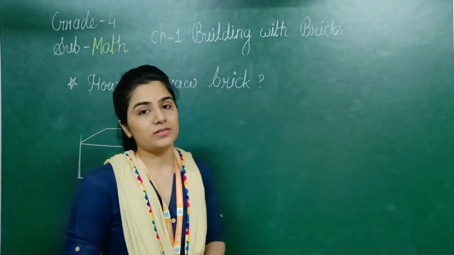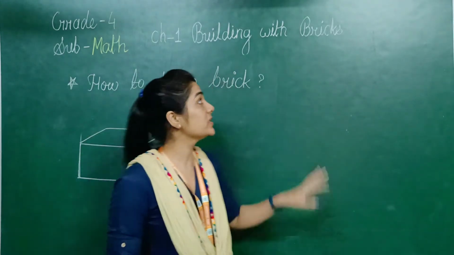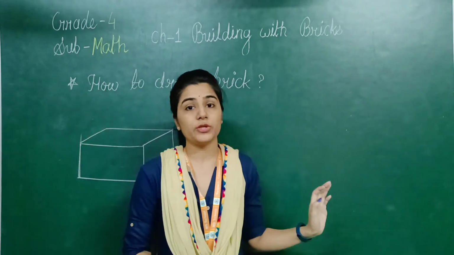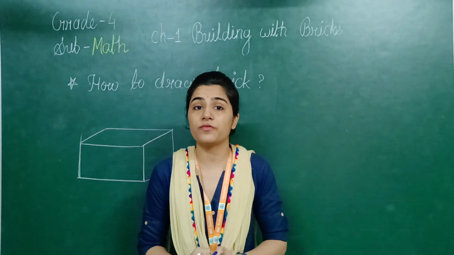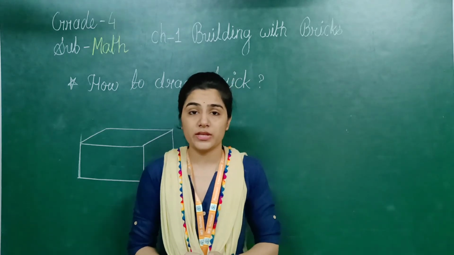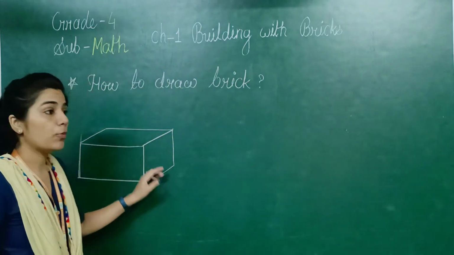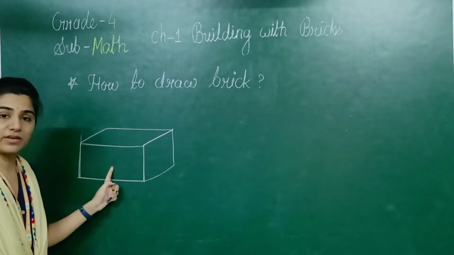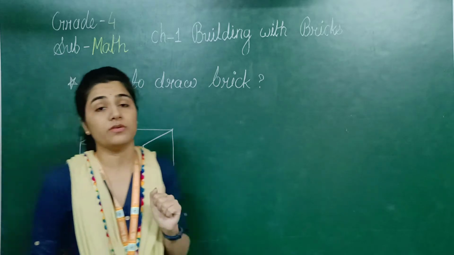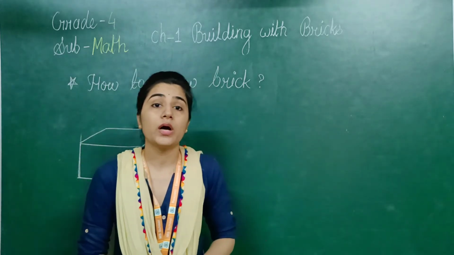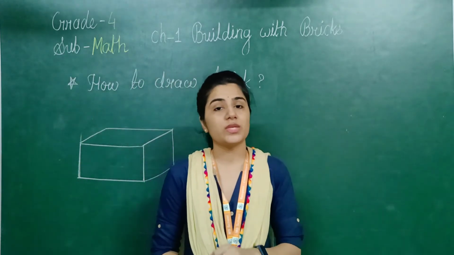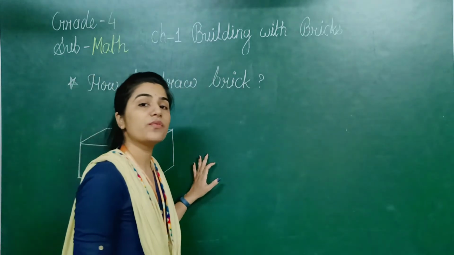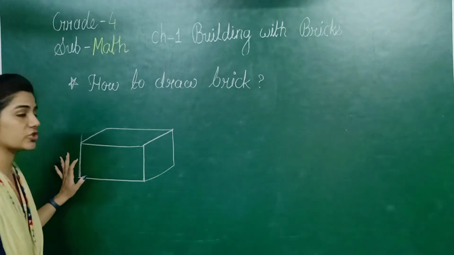Now you are thinking how this chapter is related to math. In this chapter you will learn many different points regarding this brick. That means how many corners we can find, how many sides, how many faces we can find of this brick, and what the shape of this brick is. All these points are related to the maths in this chapter. First of all, I have drawn this kind of shape, right?